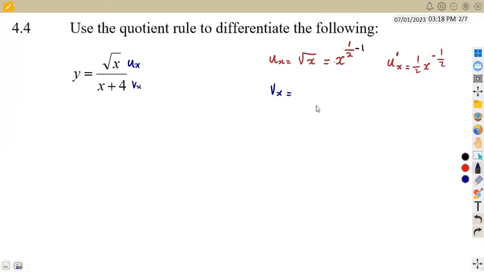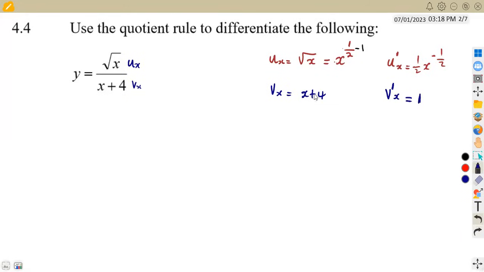In this case, that's x plus 4. Then we need its derivative, the derivative of v with respect to x. So with respect to x, if we differentiate this x, it's the same as 1x, so we are going to obtain 1 in this case.